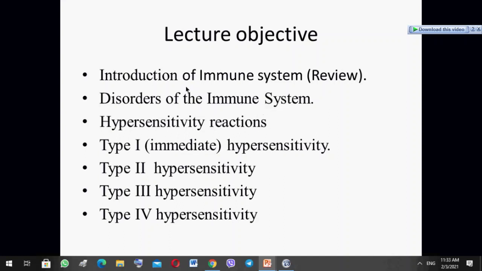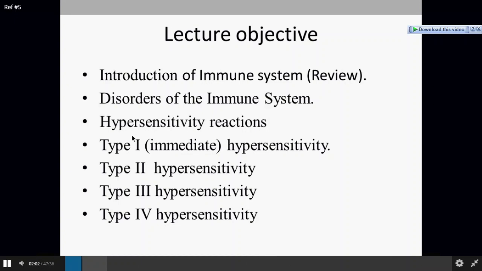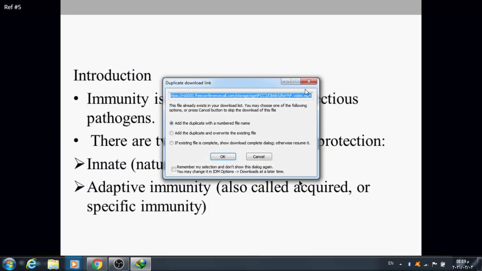In these 3 lectures, we are going to study the diseases or the problems of this immune system. And the first disorder of the immune system that we will cover today is the hypersensitivity reactions. And we will know what is the definition of hypersensitivity reactions and what are the types of hypersensitivity reactions, which include mainly 4 types, and we will discuss them in this lecture, inshallah.